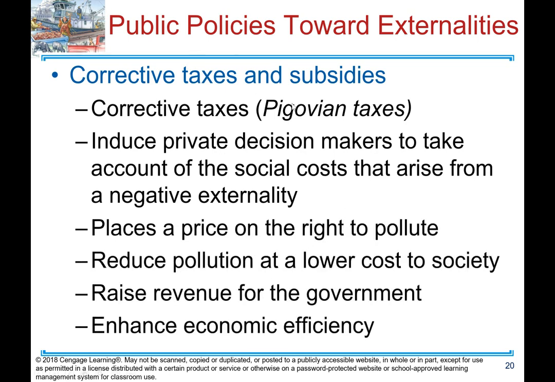Corrective taxes, also known as Pigovian taxes, induce private decision makers to take account of social costs that arise from a negative externality. They place a price on the right to pollute, reduce pollution at a lower cost to society, raise revenue for government, and enhance economic efficiency.